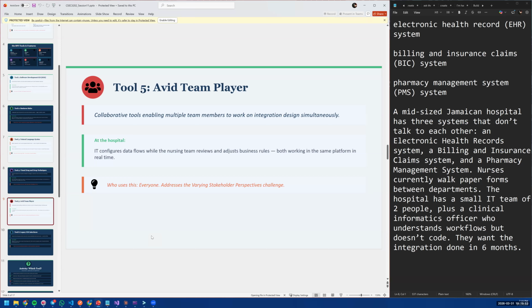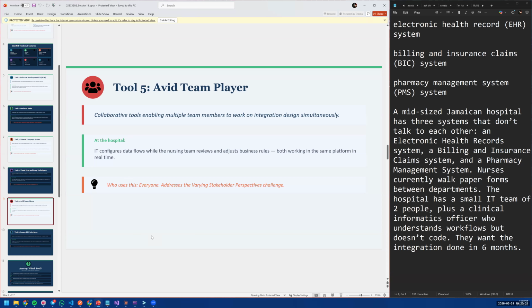So in that case, the Avid Team Player tool would allow for other tools to be used. Let me see. Can I get your feedback on what other tools you think could be used before I read off my notes? So assuming the Avid Team Player is one of them, what else do you think is useful in this case?